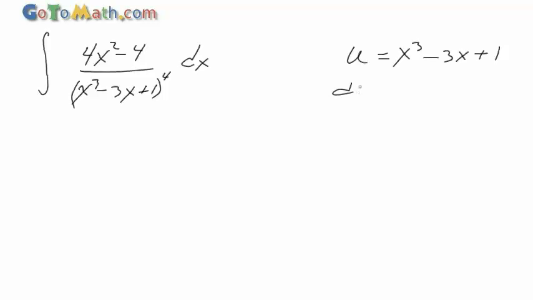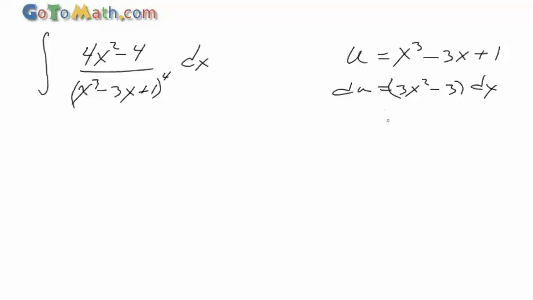Take the derivative: du is equal to (3x squared minus 3) dx. Let's put parentheses around that. Well, here's the funny thing. We got a 4x squared minus 4 up here, and we got a 3x squared minus 3. That doesn't look anything like this up here. What are we going to do now? Well, I'll tell you what.